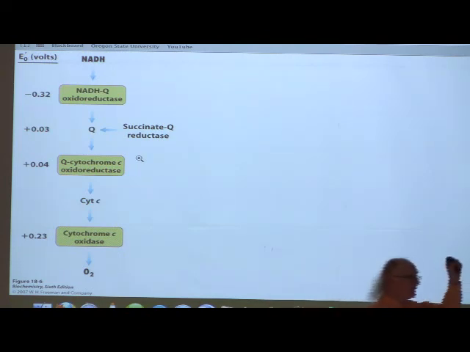Question over here. Complex 4 transfers 1 electron to oxygen? 1 electron at a time. It will ultimately transfer 4, but it transfers them 1 at a time. And I'll show you that in a bit.